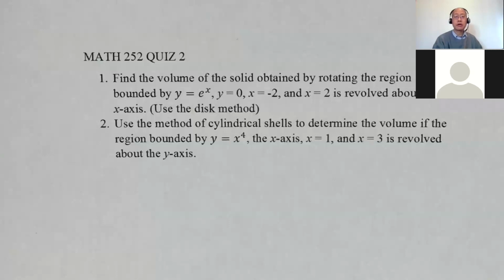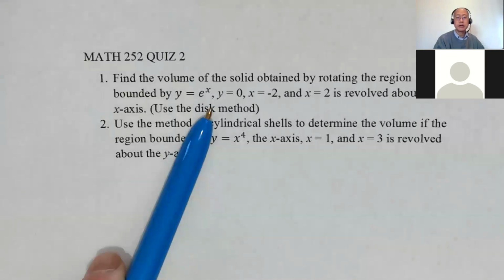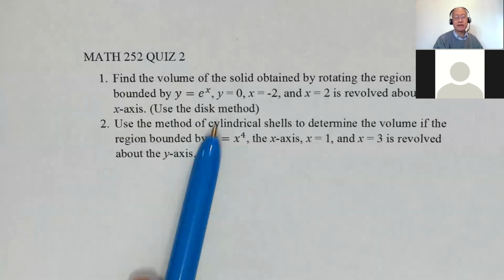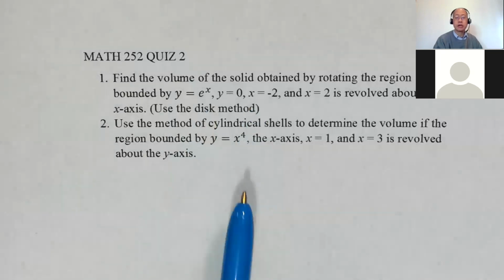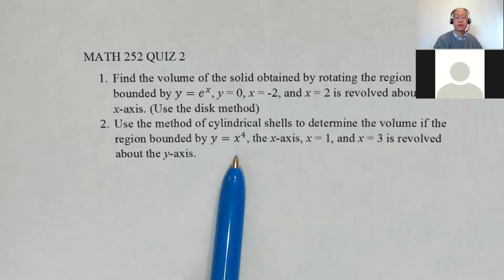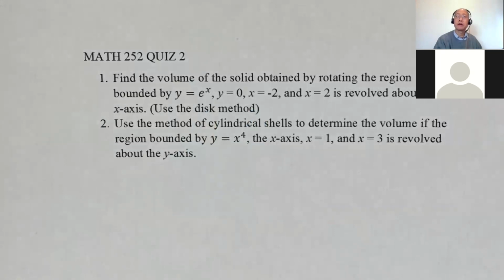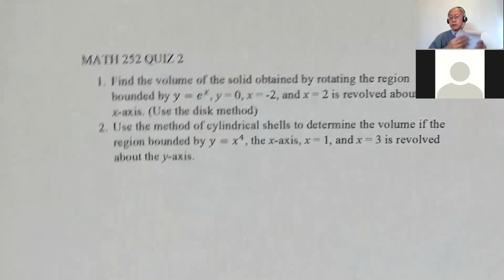Does anybody have any quick questions about the quiz, how to do it, and so forth? So this one must be disk. This one must be shell. It's better to do it the way that's mentioned anyway. So one disk, one shell. You're integrating pi r squared. You're integrating circumference times the height, 2 pi r h, as it were. All right, so that's the quiz.